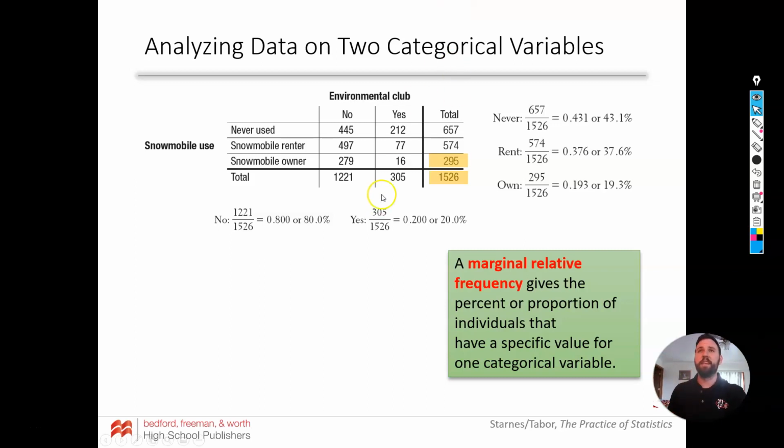So this is, you just take each one. Never used, you take your 657 divided by total. What proportion of total are renters? You take your renters, divide by your total. What proportion own? You take your part, divide it by your whole. Yes and no's. These should add up to 100%, and these should add up to 100%, right?